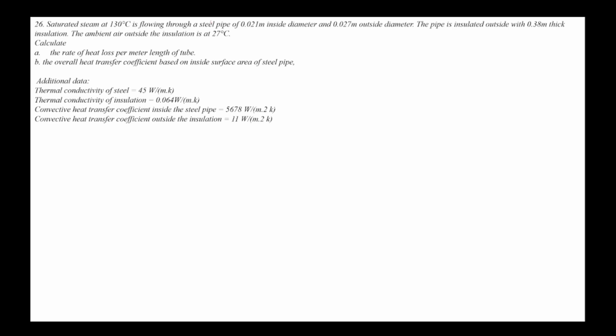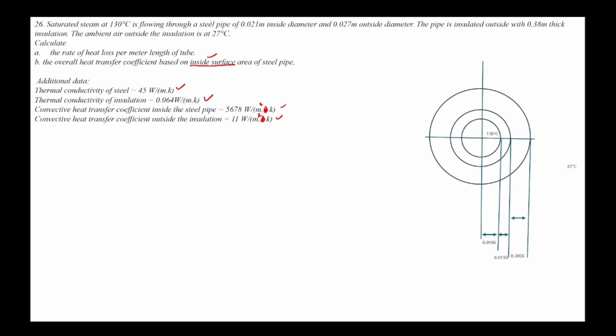Calculate the rate of heat loss per meter length of the tube, and the overall heat transfer coefficient based on the inside surface area of the steel pipe. We will calculate for inside as well as for outside. Additional data given: thermal conductivity of steel and insulation, and the inside and outside heat transfer coefficients. So very first we will see the diagram.